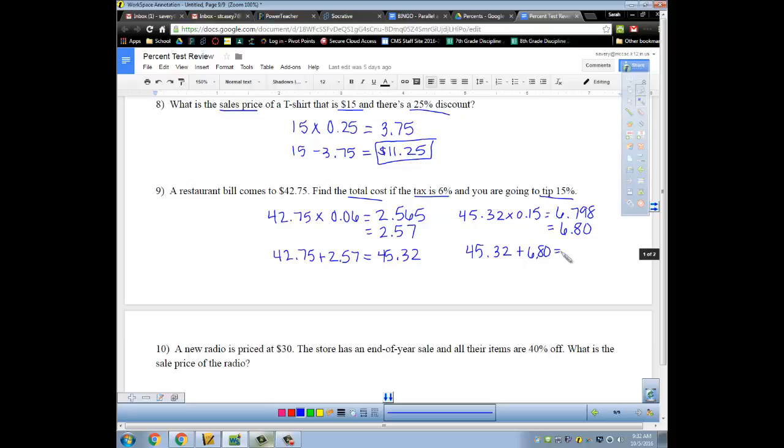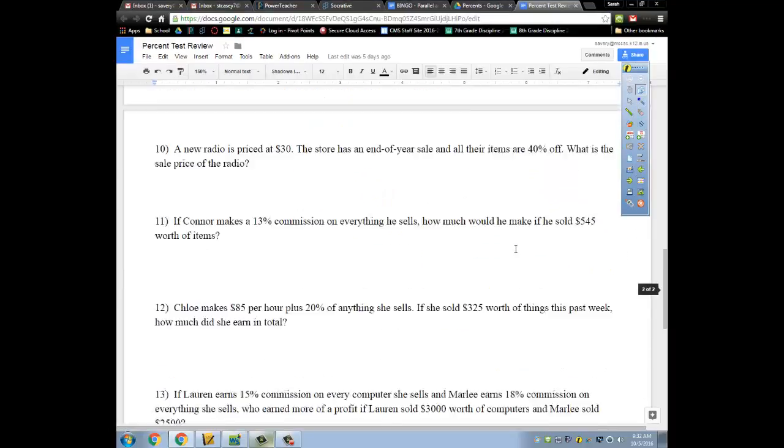So your answer should be around 52.12. If you're off by a cent or two, that's okay because of rounding. Okay, moving on to the back.